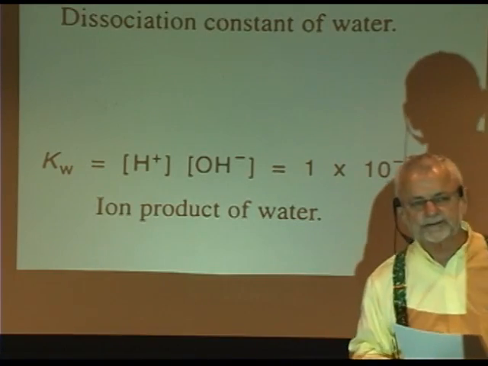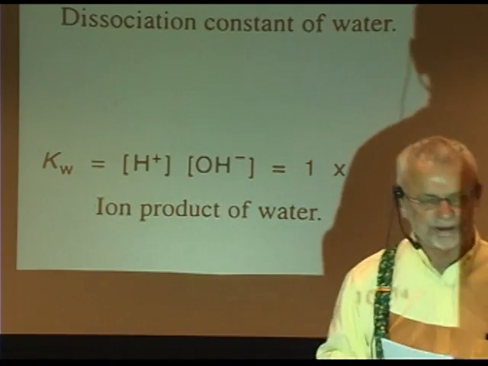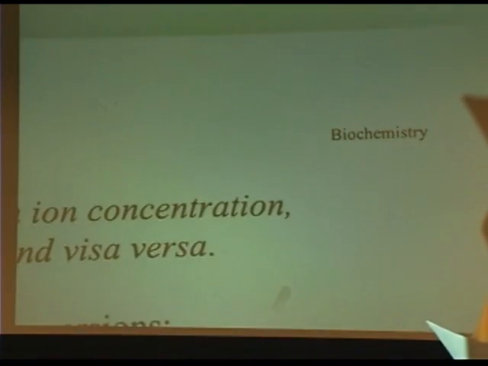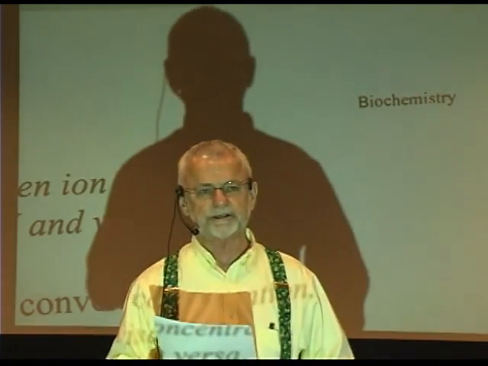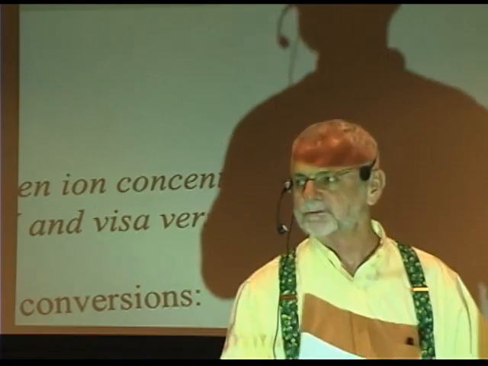Okay. The next objective we have is to define the pH. And the pH is simply a negative log of the hydrogen ion concentration. A negative log of the hydrogen ion concentration. And we're going to show you, the objective says, given any hydrogen ion concentration, determine the pH and vice versa.